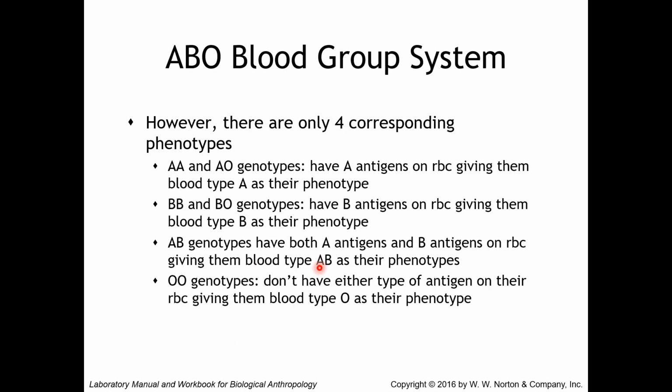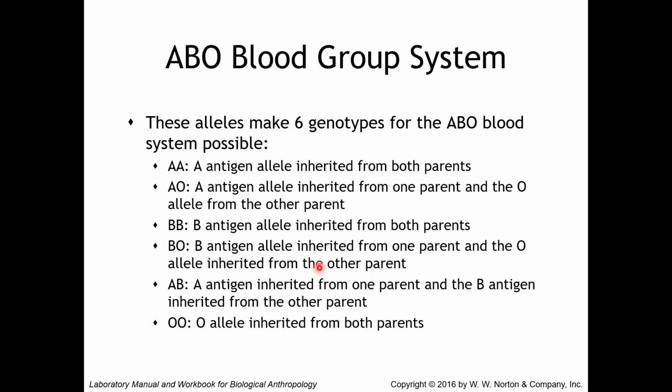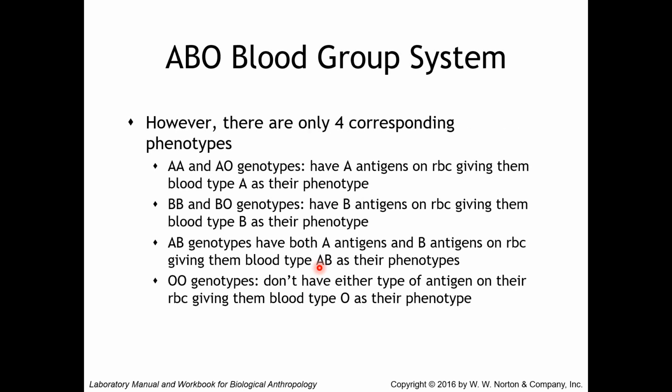What this results in is 4 corresponding phenotypes, right? So we have 6 genotypes, but 4 phenotypes. AA and AO genotypes have A antigens on the red blood cell, and it gives them the blood type A as their phenotype. BB and BO genotypes have the B antigen on the red blood cell, giving them blood type B as their phenotype.